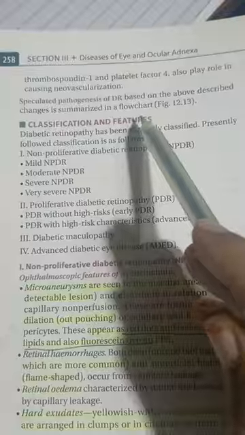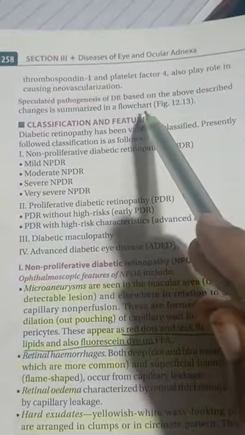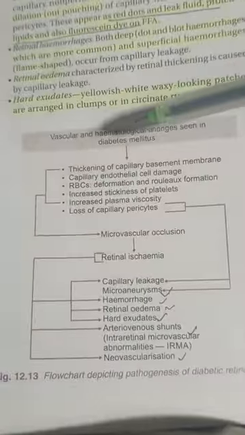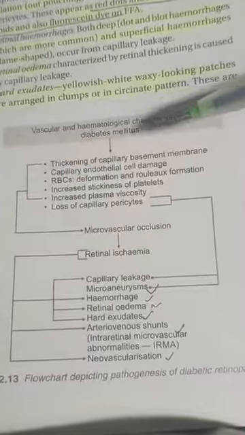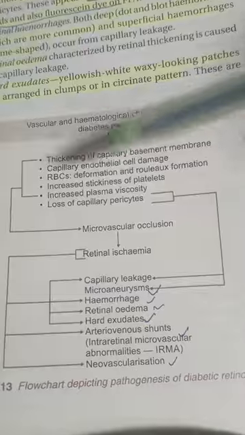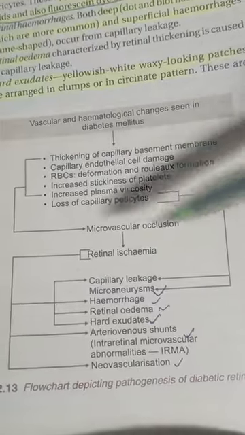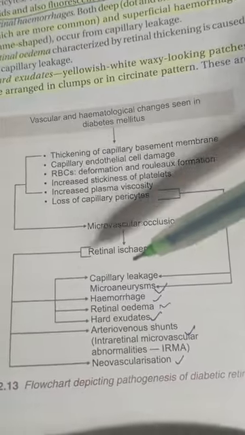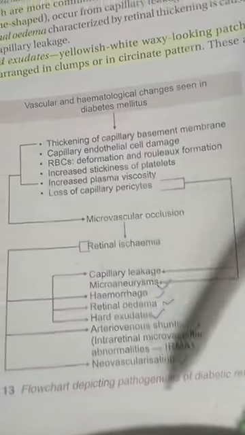The speculated pathogenesis of diabetic retinopathy is basically this, as seen in this diagram. Vascular and hematological changes seen in diabetes mellitus cause thickening of the capillary basement membrane and deformation, as we saw in the pathogenesis, then microvascular occlusion, retinal ischemia, capillary leakage, and all these things.